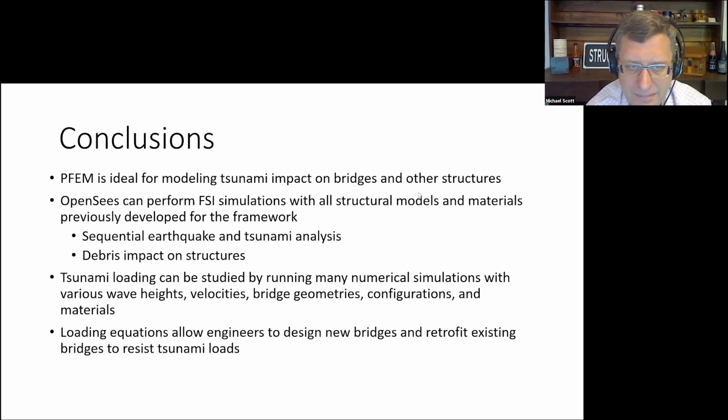But yeah, I think the way we did it was just to model the gate as beam elements, and then just let it fall due to the pressure behind the gate. Okay. So yeah, good question.